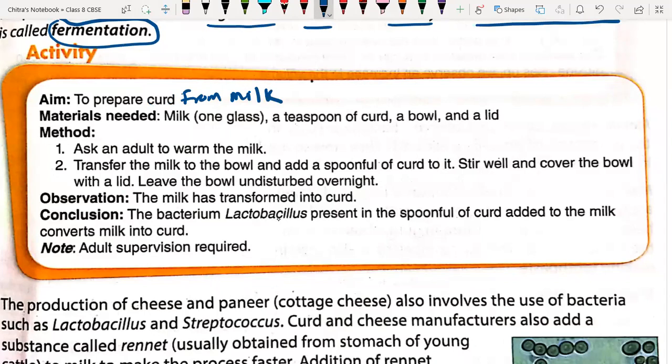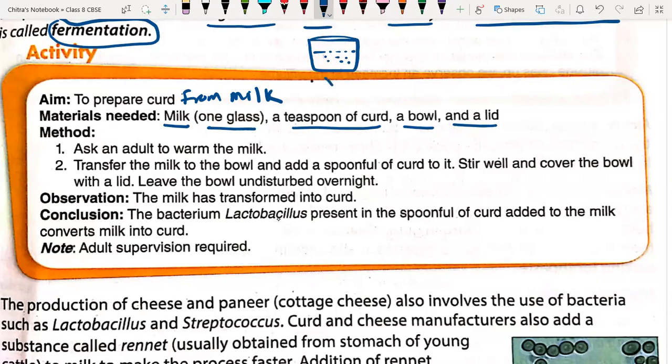So first, what materials do we require? We require milk, obviously one glass, a teaspoon of curd, then a bowl and a lid to cover the bowl. What is the method for that? Ask an adult to warm the milk. Suppose here we have the container, and here we have to take the milk.